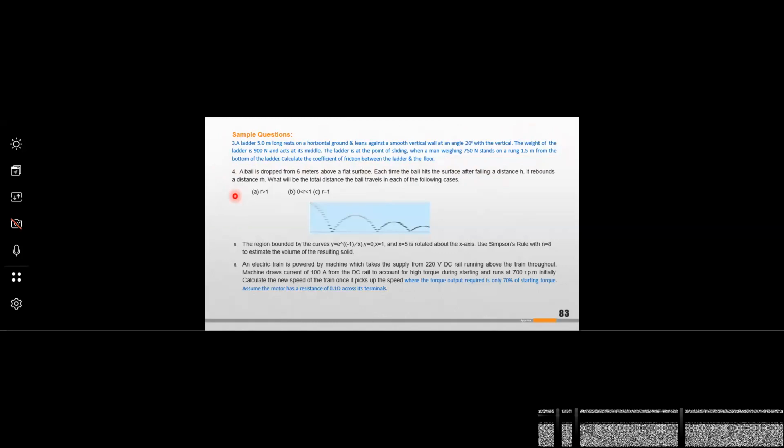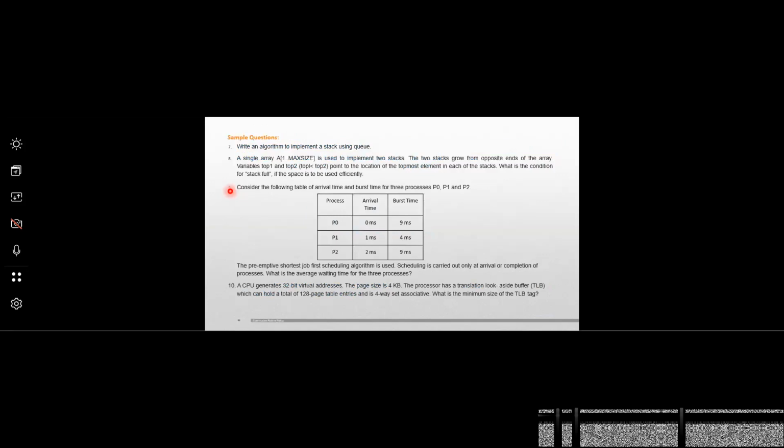Like you can see the first question: a ladder of 5 meter long rests on a ground. This problem is related to engineering mechanics, where we calculate the coefficient of friction between the ladder and the ground. The student should apply the given data into the formula and find out the solution. Next slide, please.